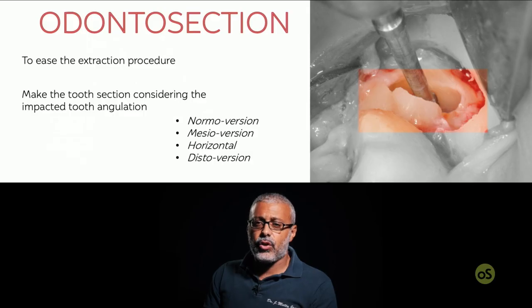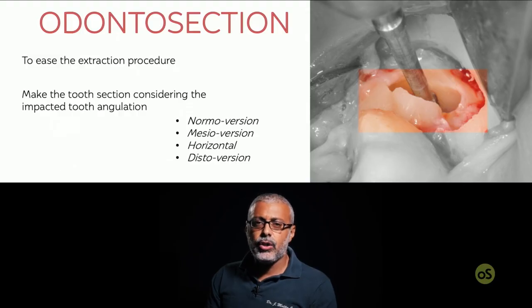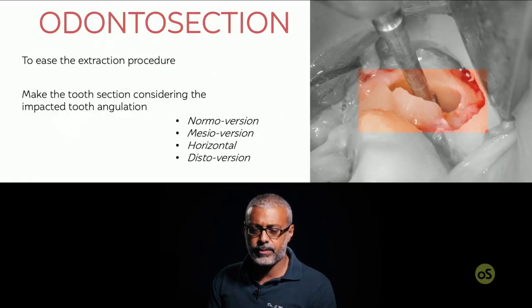The tooth sectioning or odontosection is done to reduce the amount of bone that we have to remove around our tooth, and we will start to see which kind of lines we have to do to cut the tooth in order to extract it, depending on the position of the tooth. So depending on the fact that it has a normal version inclination or a mesial version inclination or a horizontal inclination or a distal inclination.